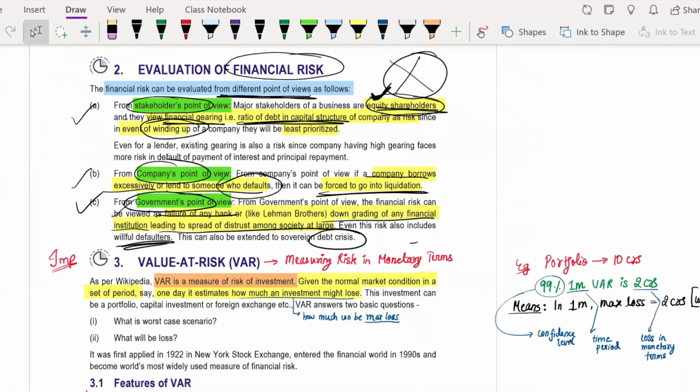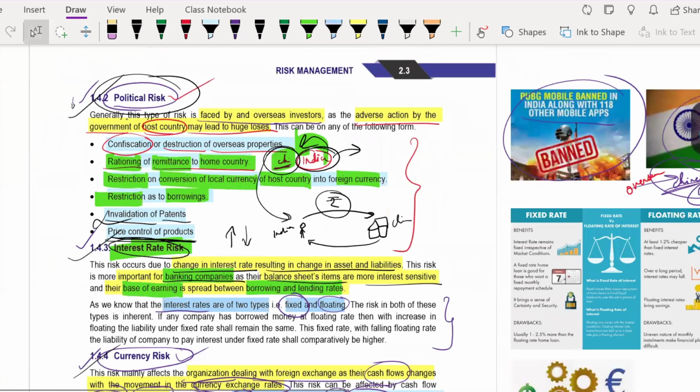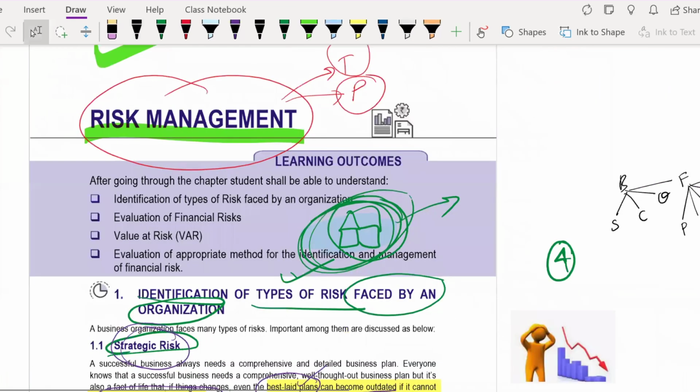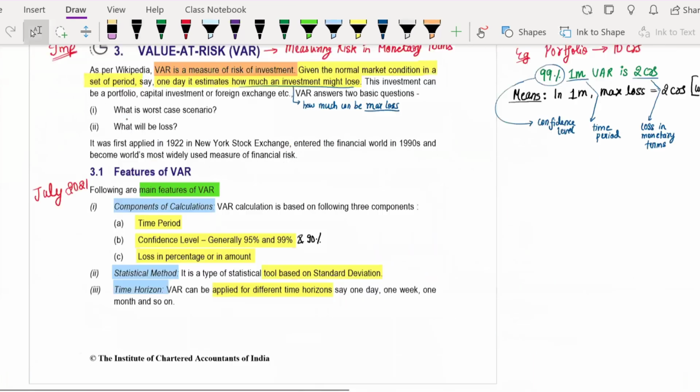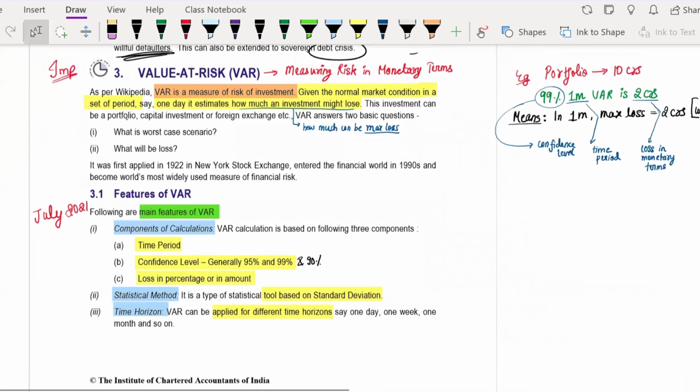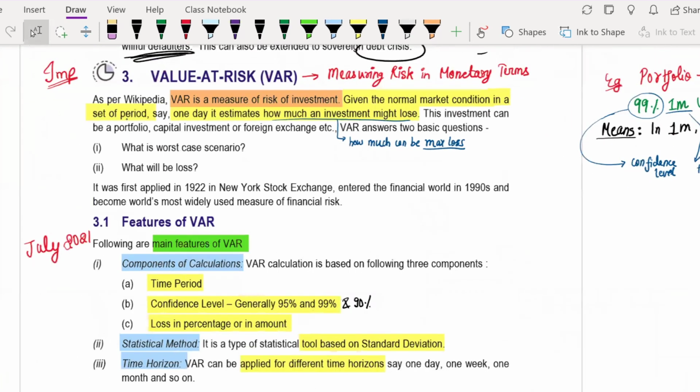I hope this is also clear to you all. Now, moving on to the next area, which is value at risk. This is one area from where your practical problems can be asked. Right now, we are only going to discuss the theory aspect of value at risk, which is equally important as your practical aspect. After that, in the next video, we will discuss the value at risk sums.